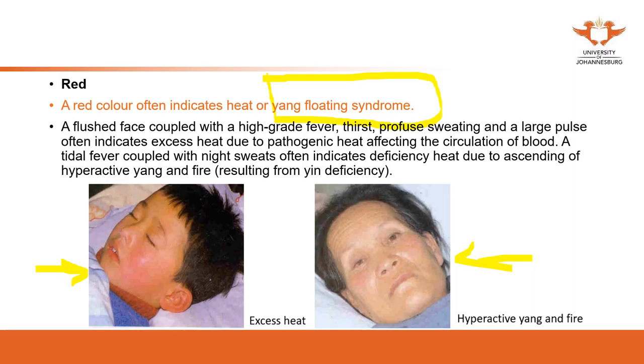This is the hyperactive yang, or hyperactive fire, or the yang floating syndrome. When you see these two different colors, you will know that this one is excess heat and this one is due to hyperactive yang. The reason you need to understand the different causes is that whenever you see this kind of complexion, the treatment will be different.